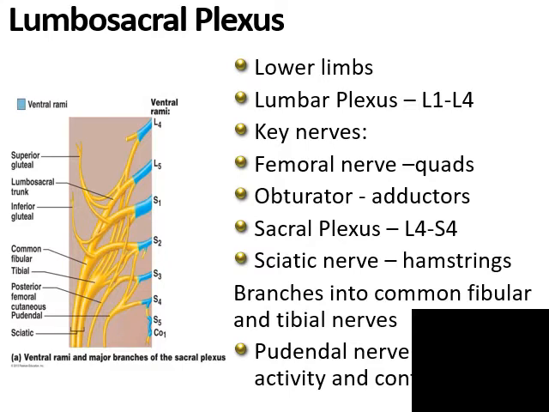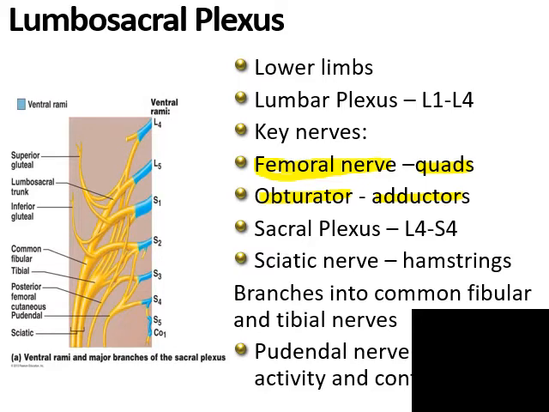Key nerves that are served by the lumbar plexus include the femoral nerve, which is going to go to the quadriceps femoris muscle group. You remember those are rectus femoris, vastus lateralis, vastus medialis, and vastus intermedius, as well as the obturator nerve, which is going to the adductors. You may remember the adductors: adductor longus, magnus, brevis, pectineus.